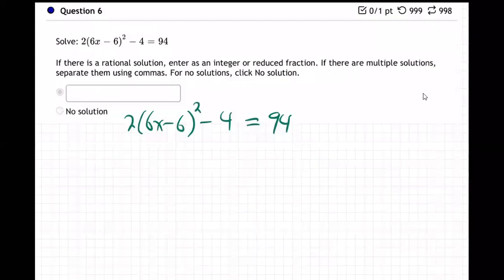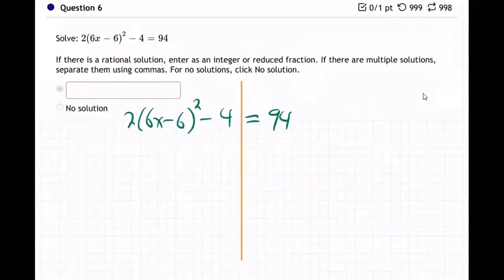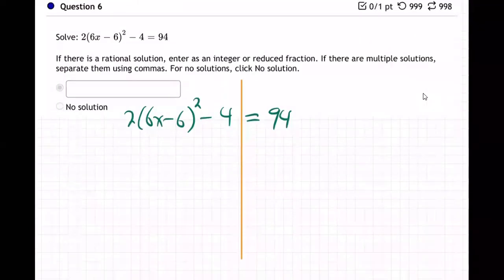Okay, so we're trying to solve this equation. Let me put the wall of separation down the middle for us here. And we're solving parentheses squared and no x to the first power.